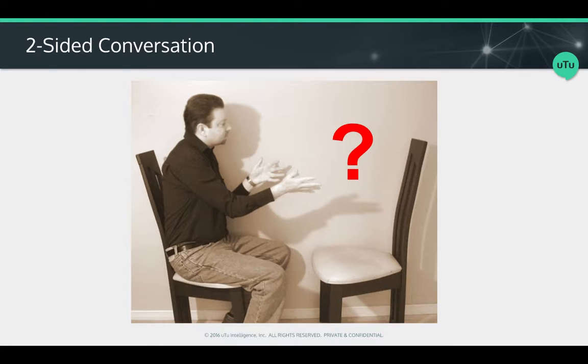And also, another important concept when you go through mapping the dialogue is being able to see both sides of the equation. So it's not only what does the user say into the bot, but being able to see in context how the bot responded back. So being able to visualize the two-sided conversation is critical.